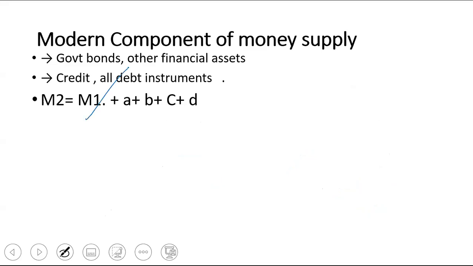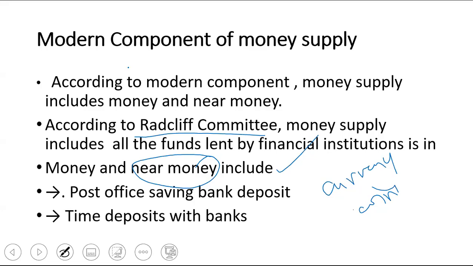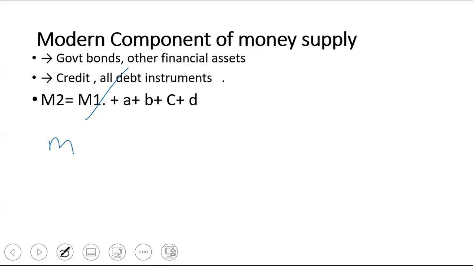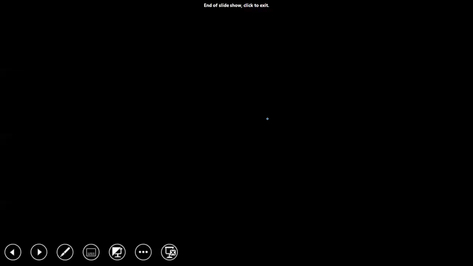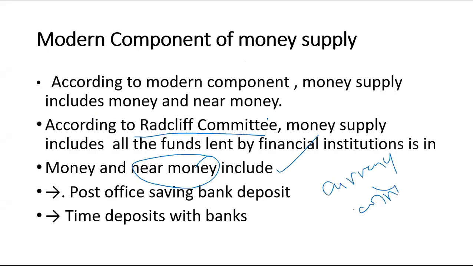M1 stands for what, children? M1 stands for money and near money. Okay. Near money includes a lot, children. What all comes under near money? Post office savings bank account, time deposit with the bank, non-banking financial intermediaries. Everything is included in near money.